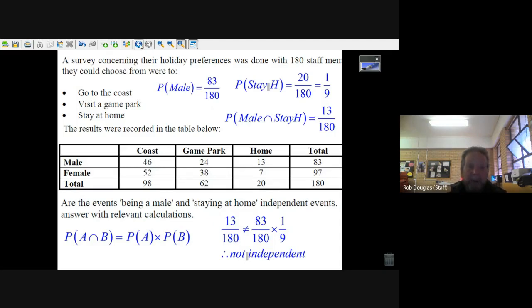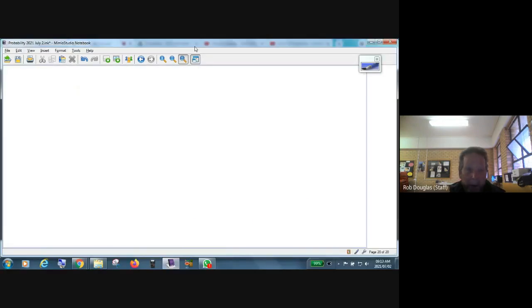Okay, well, hopefully that helps with the contingency table questions. And we had to test for independence. Gee, it's so easy if you know how, and pretty hard if you don't know how. Okay.